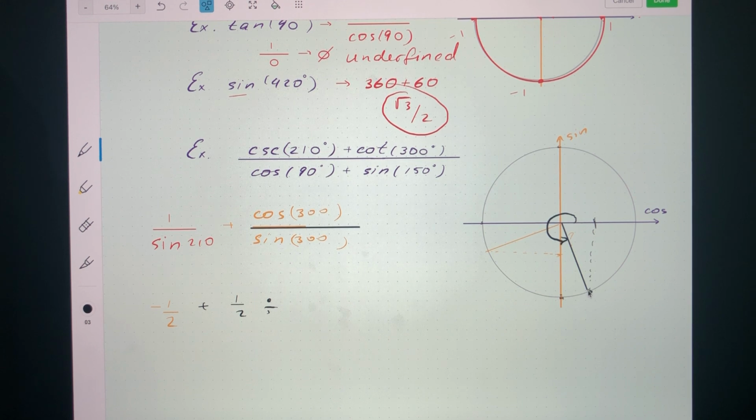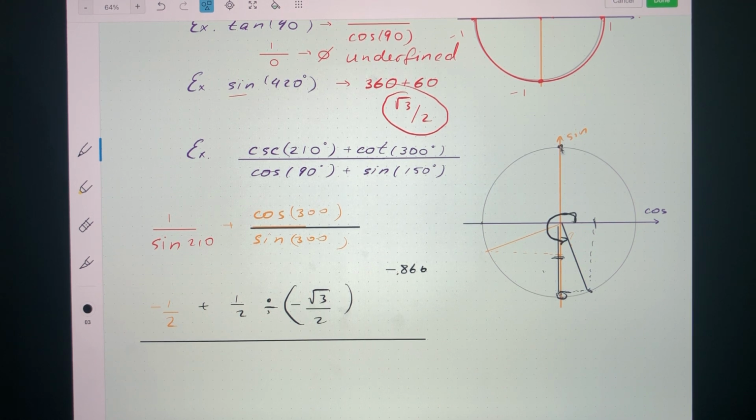So from the same exact position, we go to the sine and ask ourselves, is this length closer to -1 or closer to -1/2? Well, it's much closer to -1 than to -1/2. So the answer close to -1 is -0.866, which is -√3/2.